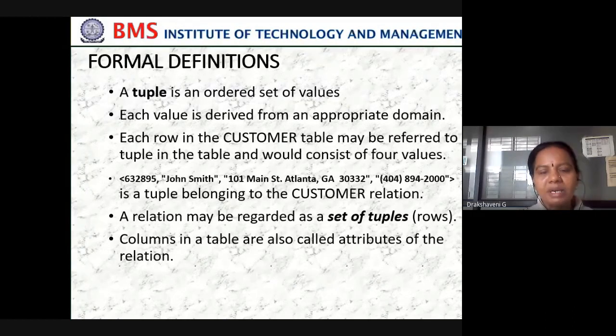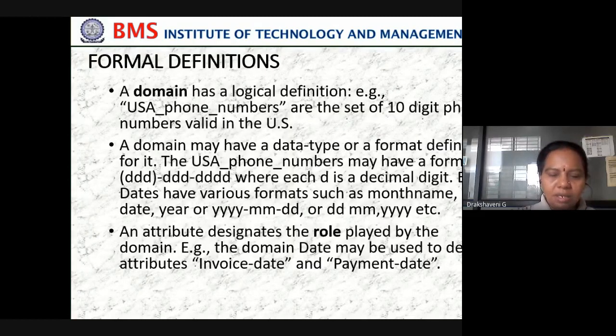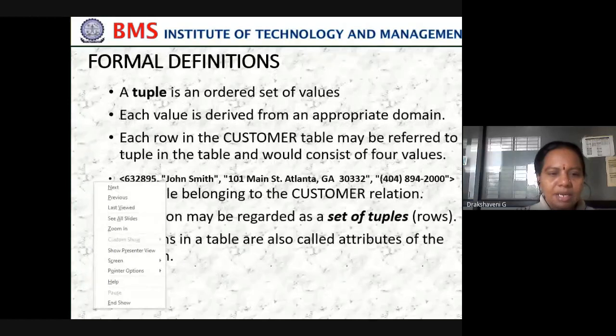Each row in the customer table may be referred to as a tuple in the table and could consist of 4 values. What does the customer have, as I already told? There are 4 values: customer ID, customer name, address, and phone number. So whatever I enter, 632984, if I enter something like this, I'll start entering. It's a pointer.